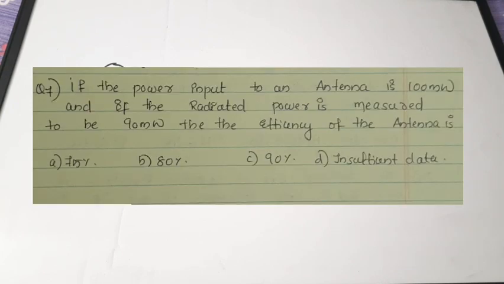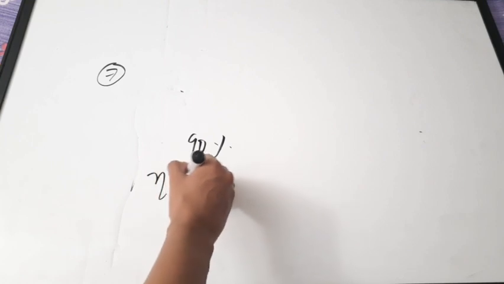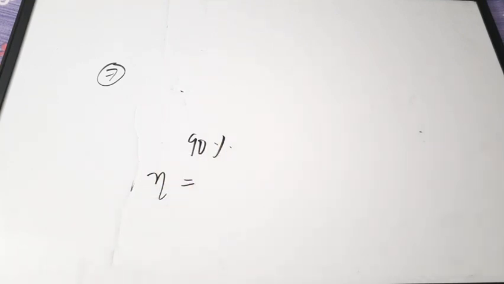The seventh question is, if the power input to an antenna is 100 milliwatt and the radiated power is measured to be 90 milliwatt, then the efficiency of the antenna is dash. A, 75%, B, 80%, C, 90%, D, insufficient data. So the correct answer is 90%. The efficiency eta equals the ratio of the radiated power to the incident power.